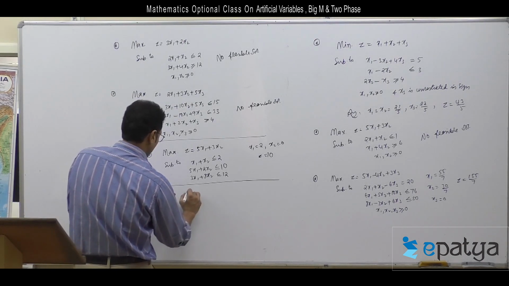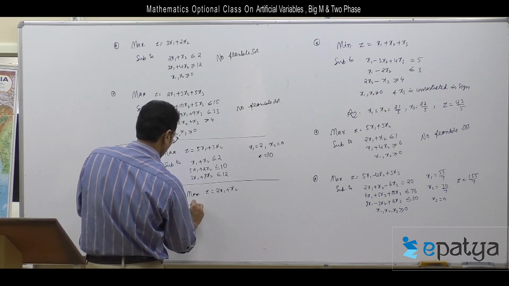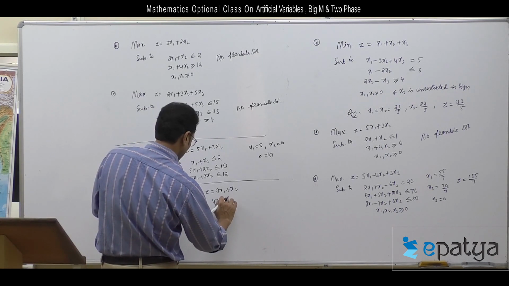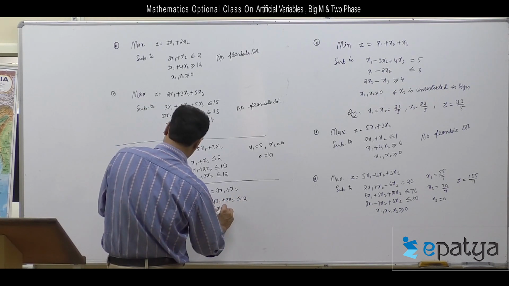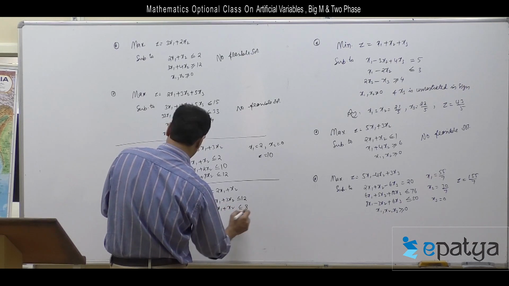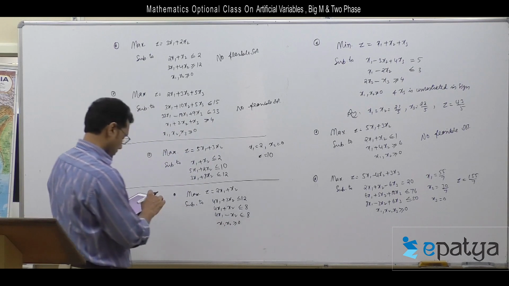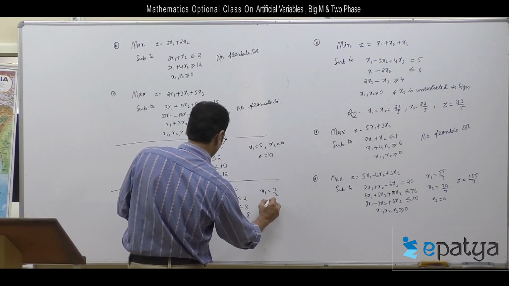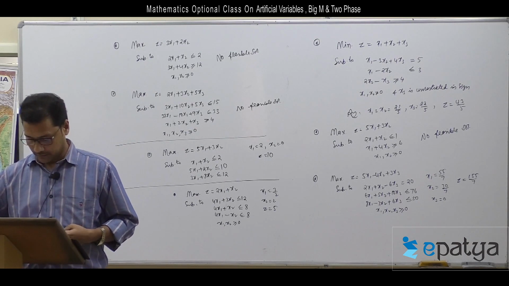So one more question. Maximize z equal to 2x1 plus x2 subjected to constraints 4x1 plus 3x2 less than or equal to 12, 4x1 plus x2 less than or equal to 8, 4x1 minus x2 less than or equal to 8, x1 minus x2 less than or equal to 0. Answer x1 equal to 3 by 2, x2 equal to 2, z equal to 5. Okay.